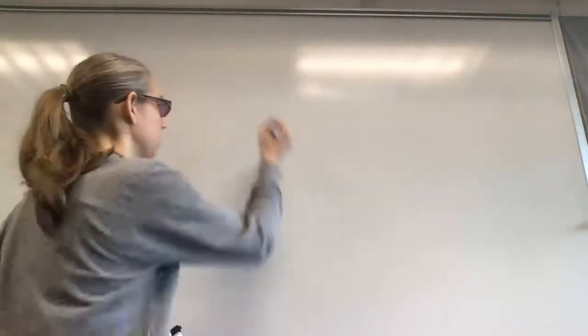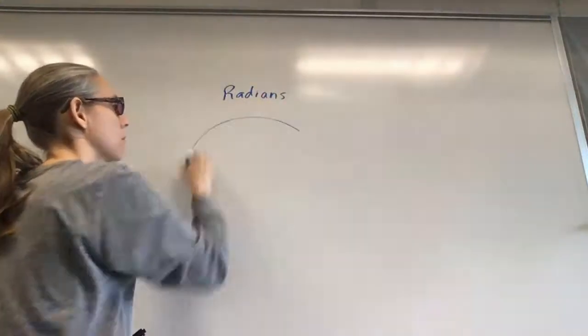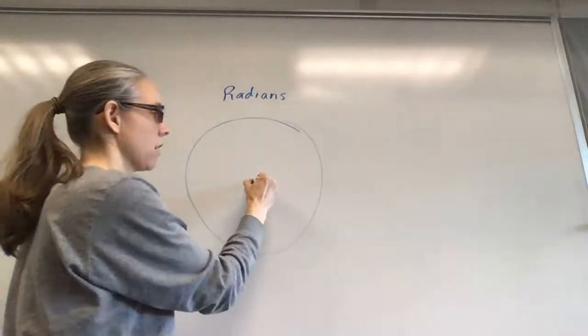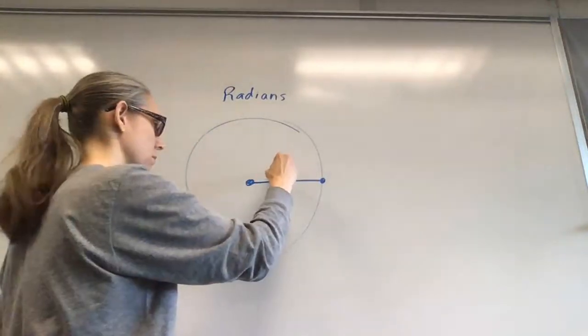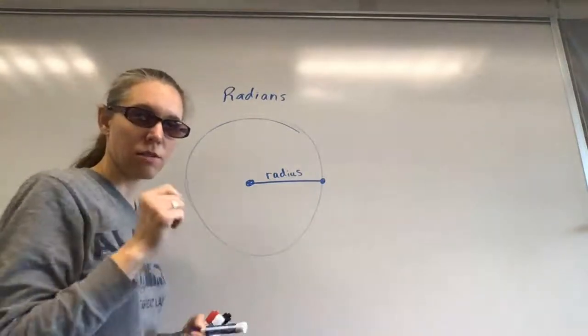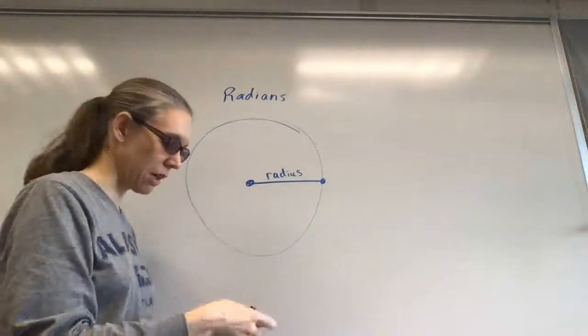Today we have our lecture for Chapter 3, starting with 3.1. What are radians? Suppose you have a circle. Every circle has a center and a length called the radius. Now the radius of a circle is directly related to the concept of a radian. That's why they have similar names.